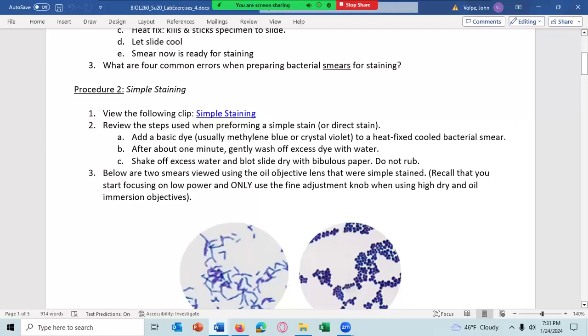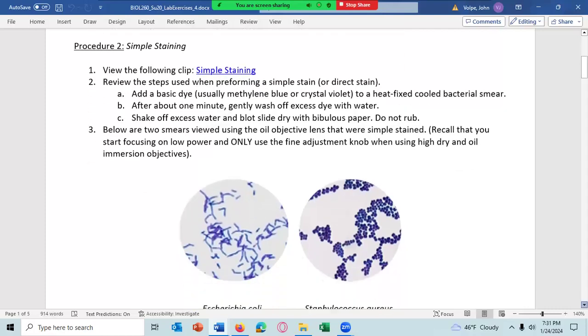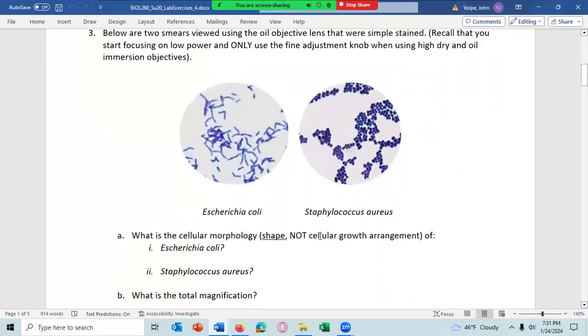And then we have 2 smears of different cells that we stained with the simple stain. E. coli and Staphylococcus. And the questions are, what is the cellular morphology, the shape, not the cellular growth arrangement, of E. coli, and the shape of the Staphylococcus aureus shown here.